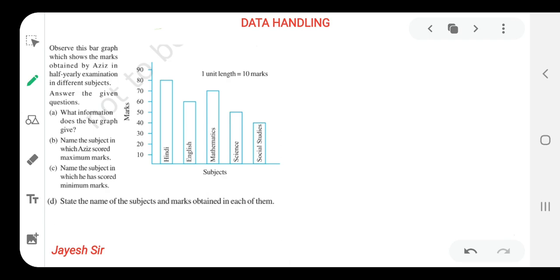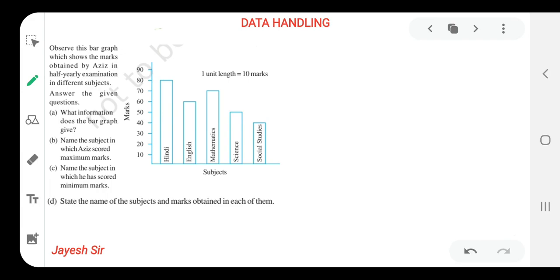That means marks of Aziz. Aziz is the name of the student. He has obtained marks in the half yearly exam in different subjects, as given. In Hindi he has obtained 80 marks, in English 60. I am writing over here 80, 60. Now here 70. And in science he obtained 50, and in social studies he obtained 40. These are the marks obtained by Aziz in different subjects in the half yearly examination.